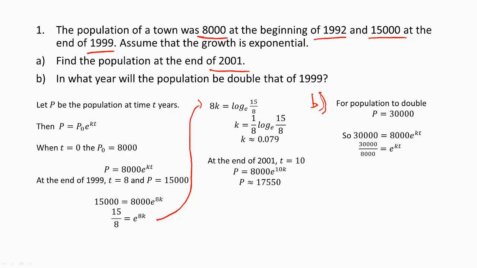So 30,000 over 8,000, that becomes 15 over 4. Use logarithms to get kt by itself. Then get t by itself. Then we substitute our values in. t equals 16.73 using our calculator. So the population will double in the 17th year.